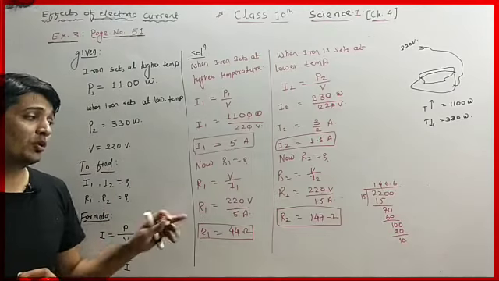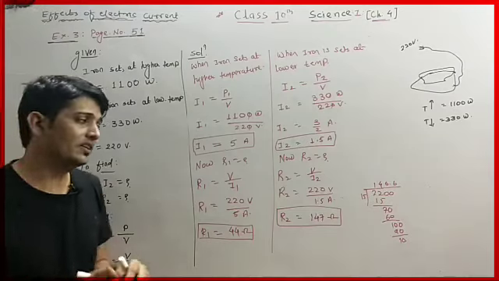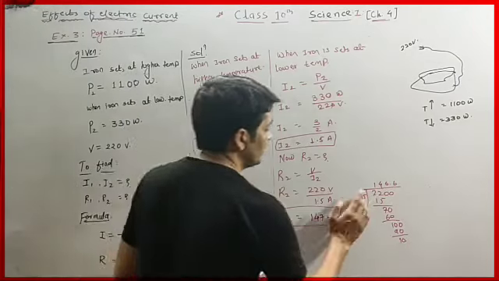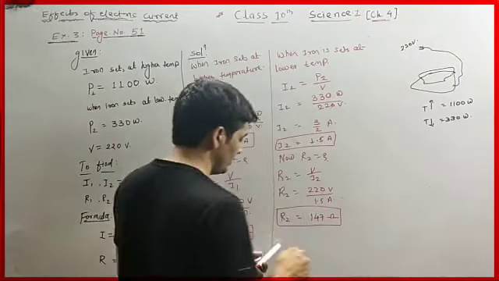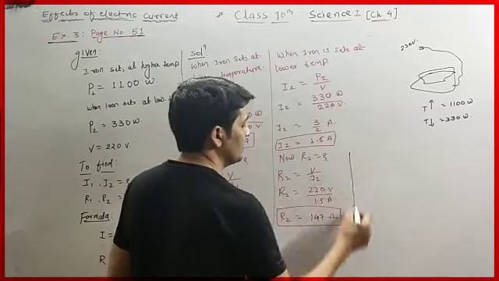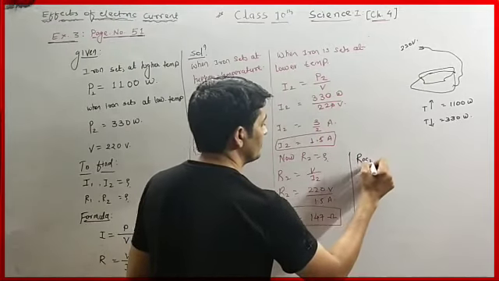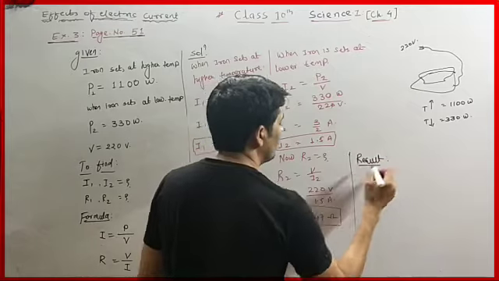Okay, so we have both the answers, that means we can write the result. So this is just to understand, so we don't need this. Now we have to write the result. So what will be the result?